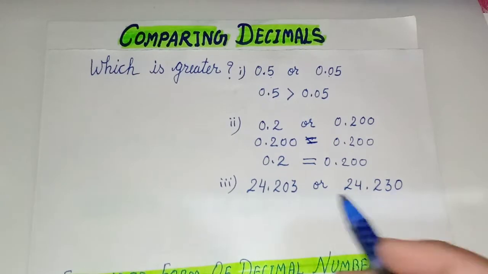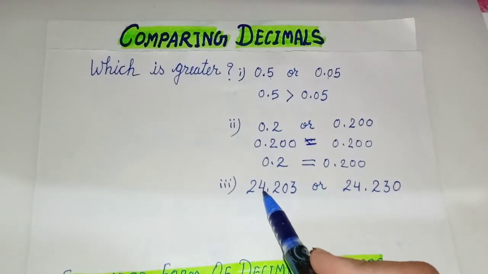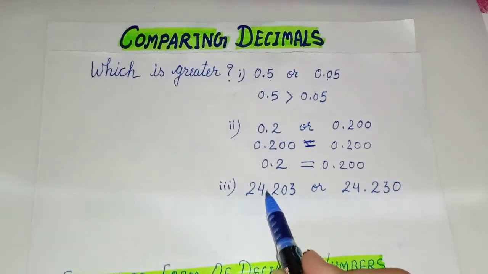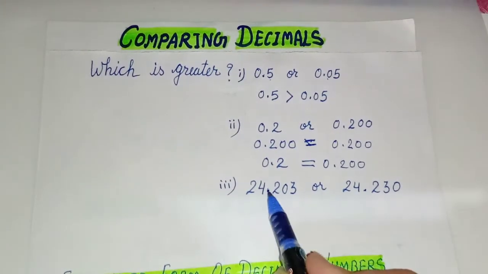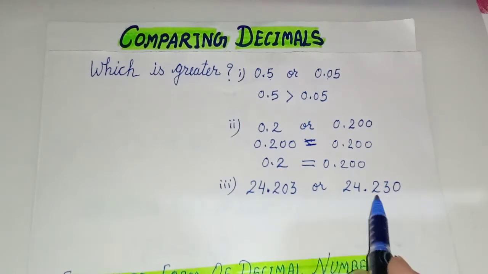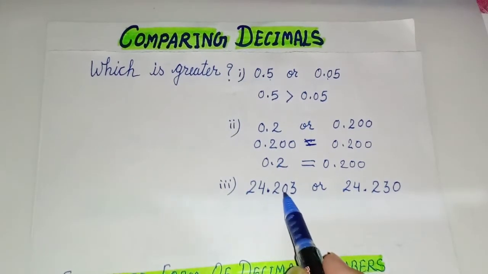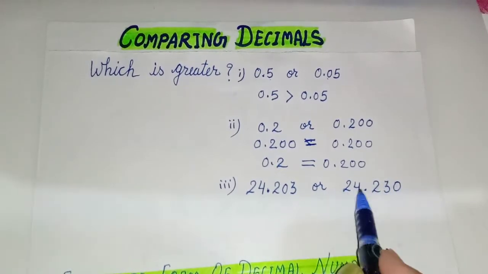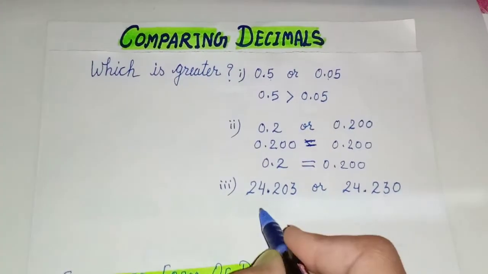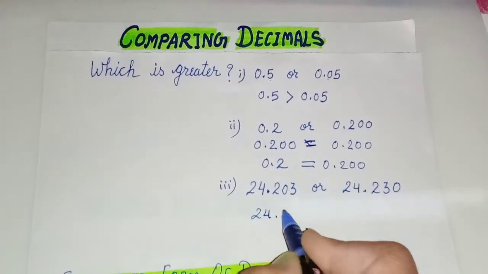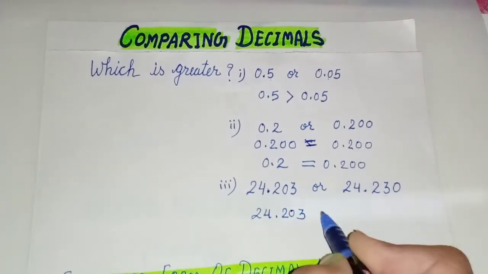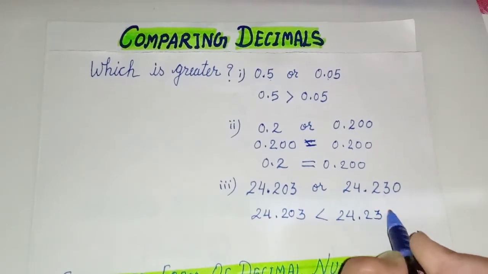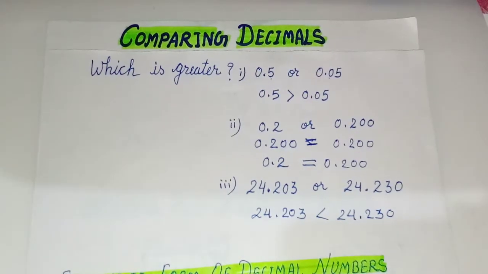Now we'll go to the third example. The number before the decimal is 24, and here also 24. Now we start comparing the numbers given after the point. First place after the point, 2 and 2, same. Second place after the decimal, 0 and 3, so 3 is greater than 0, so this decimal number is greater than the other number. In this way you can see that comparison of decimal numbers is very easy, as we do with general whole numbers.